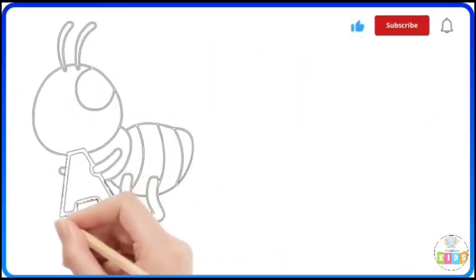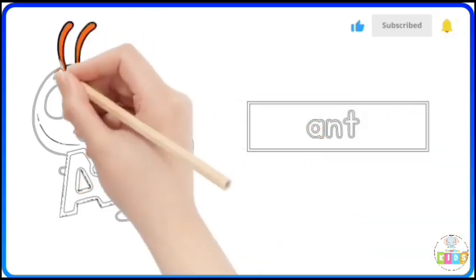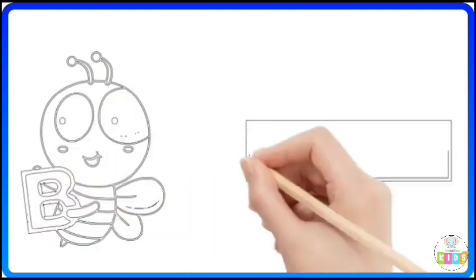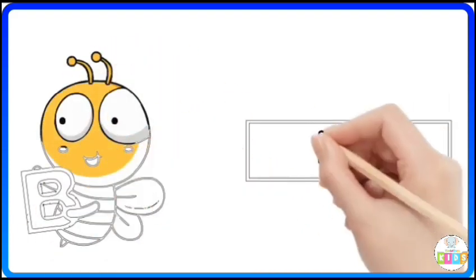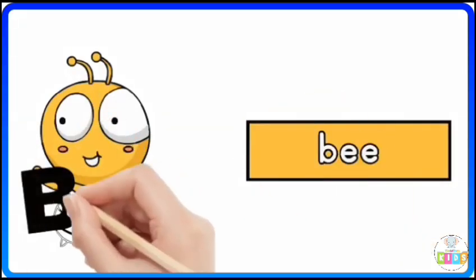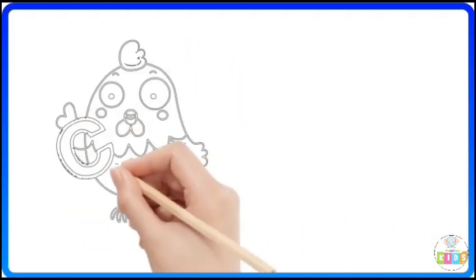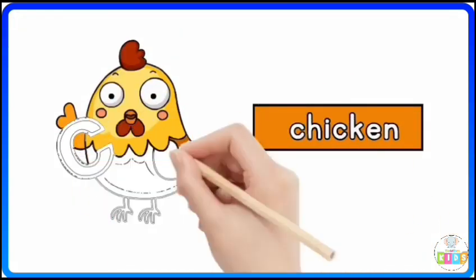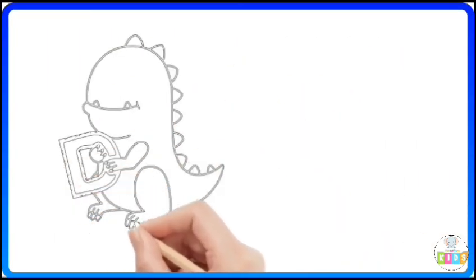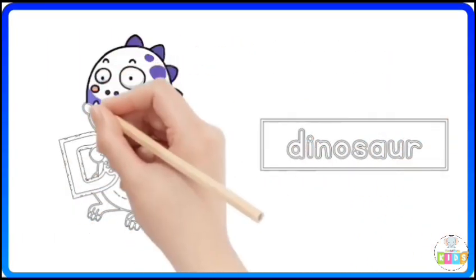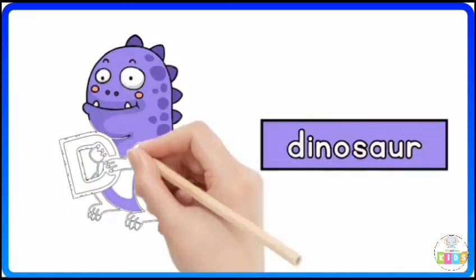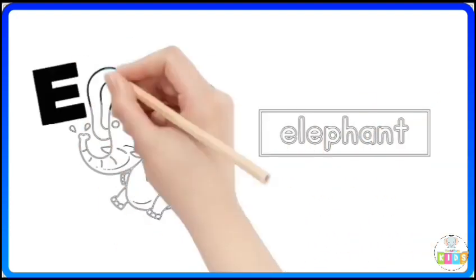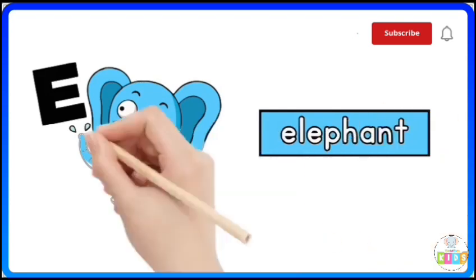A for ant. A for ant. B for bee. B for bee. C for chicken. C for chicken. D for dinosaur. D for dinosaur. E for elephant. E for elephant.